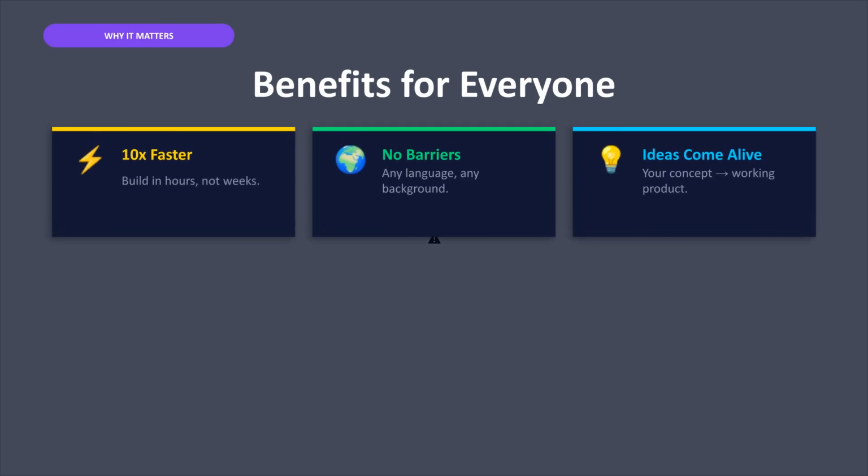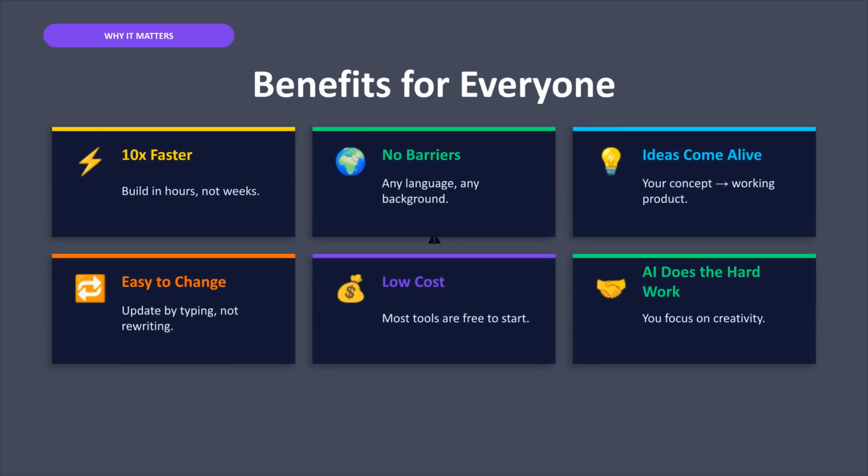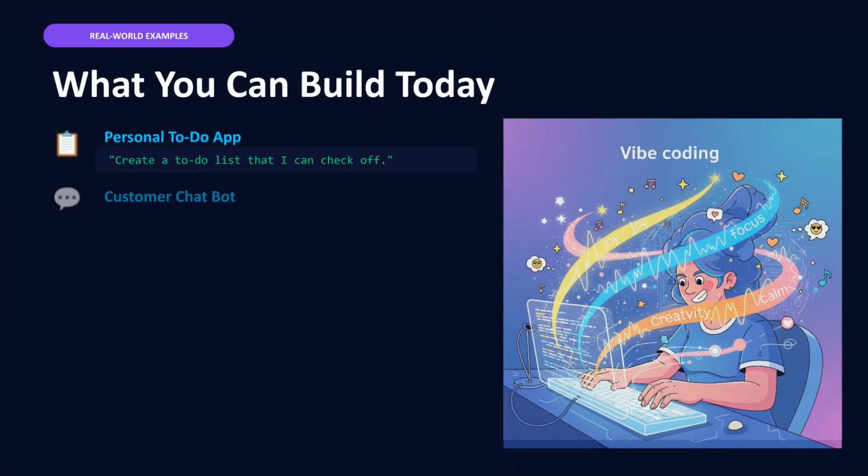Vibe coding offers many benefits. It is 10 times faster, removes traditional barriers, and brings your ideas to life instantly. Updates are easy, the cost is low, and the AI does the hard technical work, letting you focus on creativity. You can build real software today.